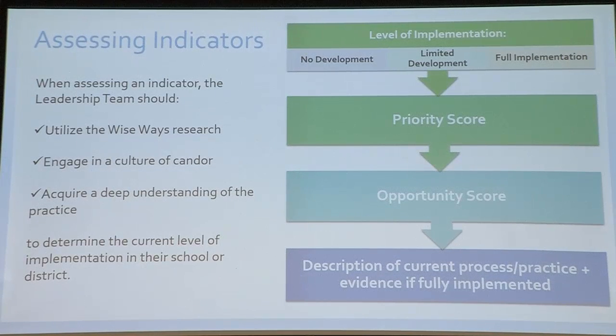In the system, technically speaking, it's going to ask you if you're at no development, limited, or full. Full implementation means that you are fully and effectively implementing these effective practices, and you have a sustainable plan to duplicate this in the future. Not everybody is going to be at full implementation right away. In fact, most schools that do this system aren't at full implementation at the very beginning, because a lot of them don't have sustainable plans in place. And it is absolutely okay to not be at full implementation.